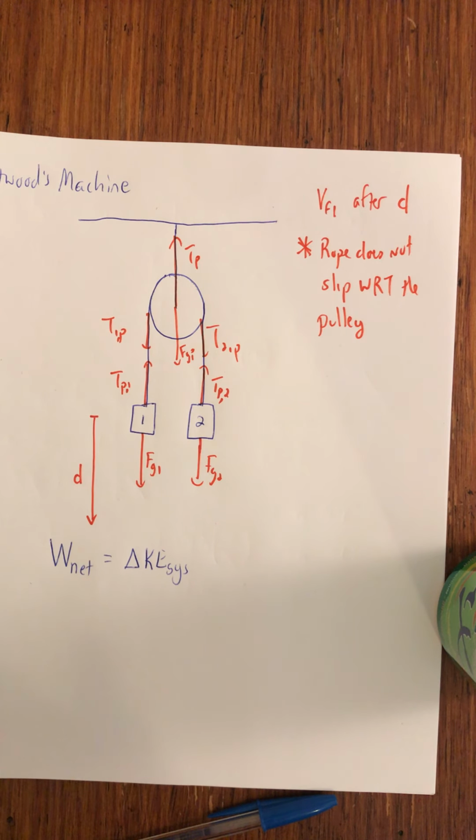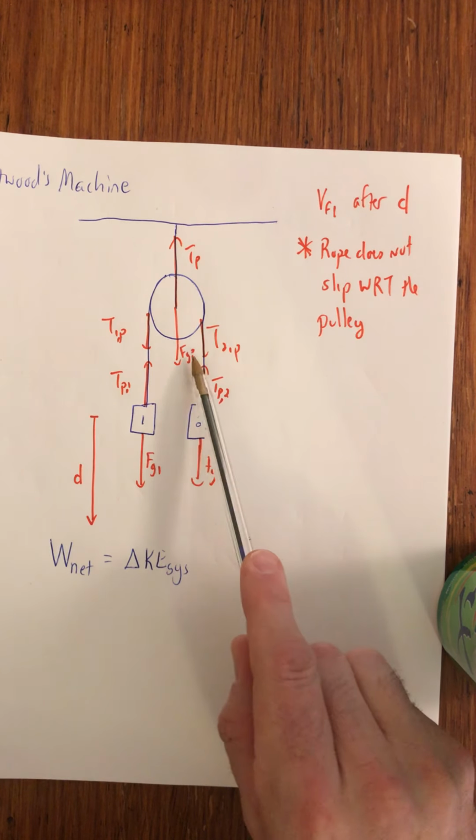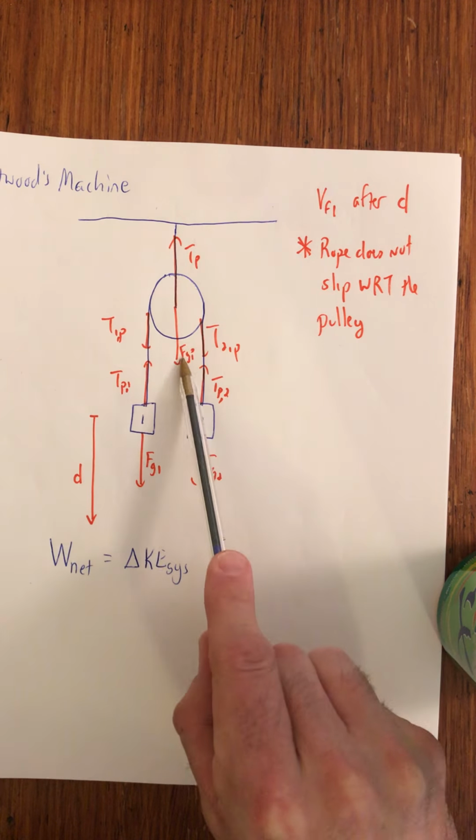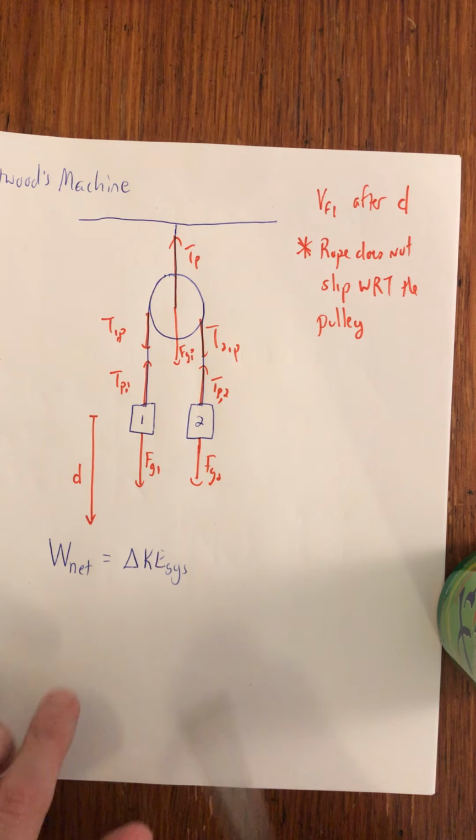So if we're looking at work, the first thing I'm going to do is eliminate a couple of things so that we don't have to deal with them. Nothing moves along this axis. Those are just not going to do work. They're not going to come up in our net work equation.